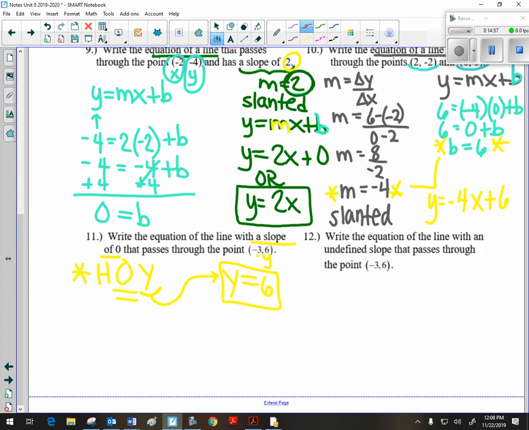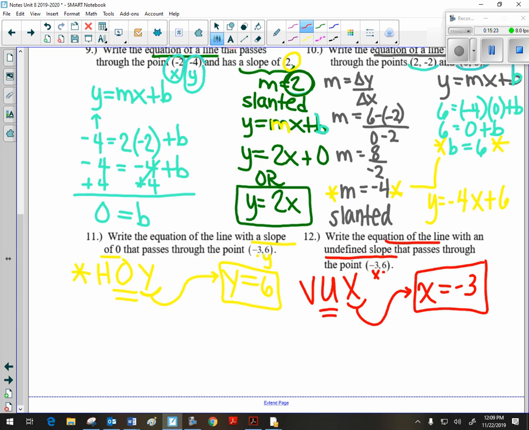When we go on to question 12, it's write the equation of a line. We have to say, is it HOY, VUX, or slanted? As soon as we see an undefined slope, we know that it's a VUX line, which means the only letter it has in the equation is x. So x equals, and I have to determine which of those is the x coordinate, which we know the first one is. So x equals negative 3 is the equation of this line. So sometimes they're HOY or VUX lines. You just need to be a little bit careful on that.